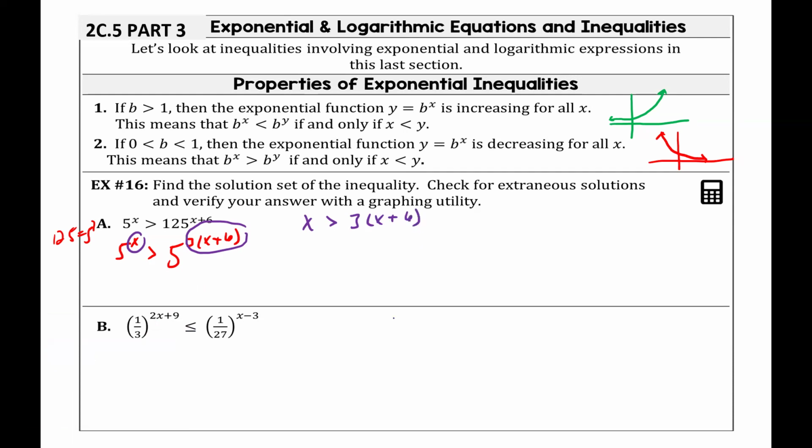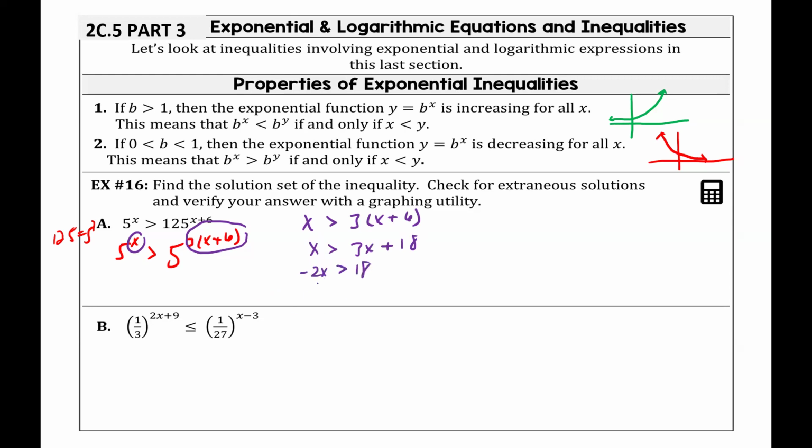Okay. So now we're going to go through the math and figure out what that is. So when we distribute, we get x is greater than 3x plus 18. We're going to subtract 3x. When we subtract 3x, we end up with negative 2x is greater than 18.